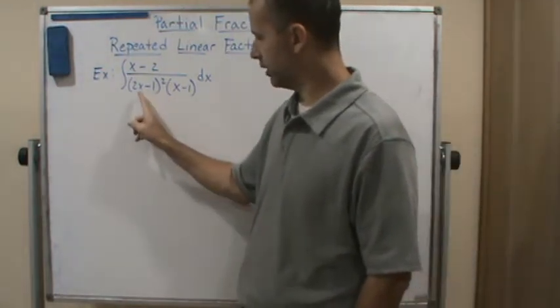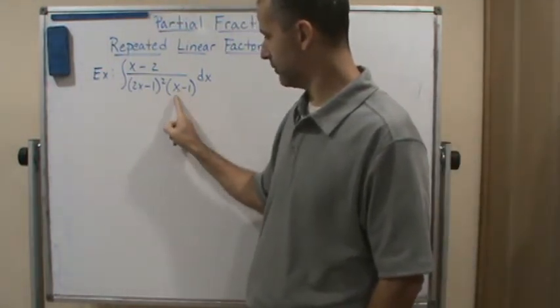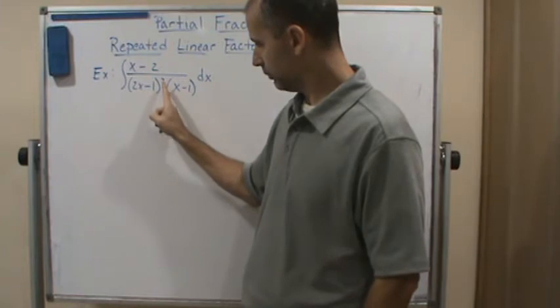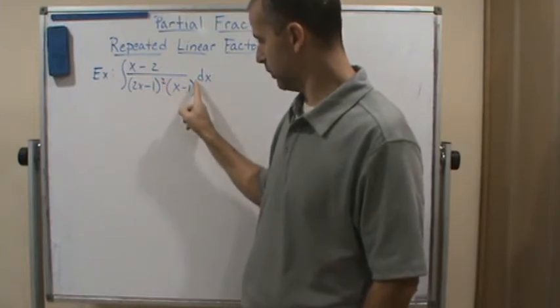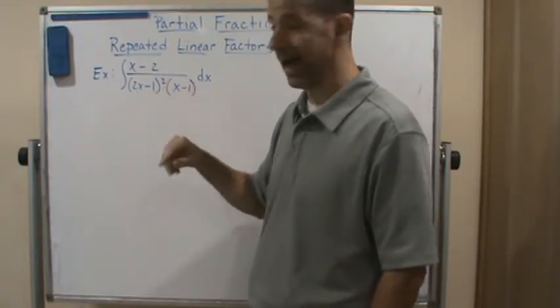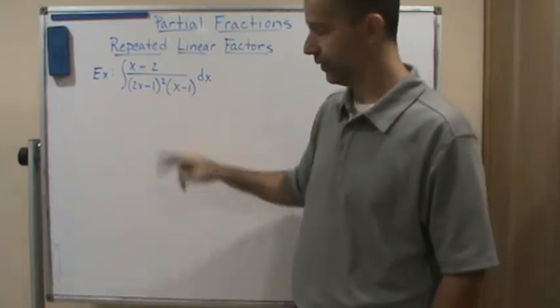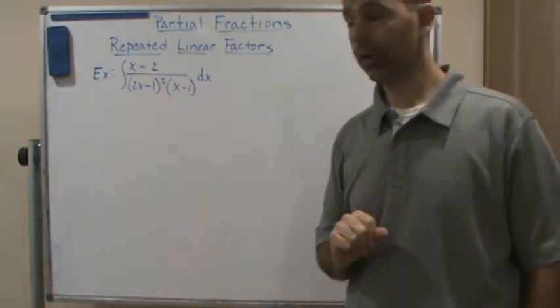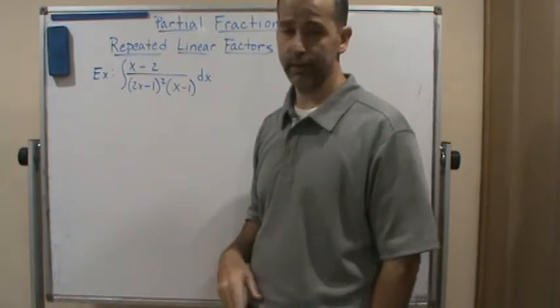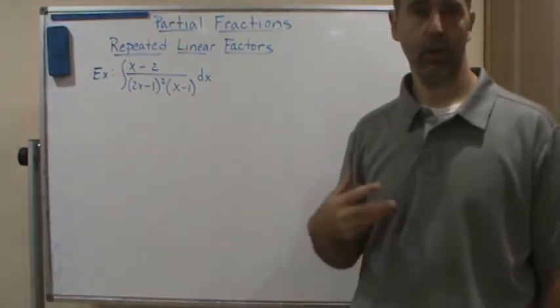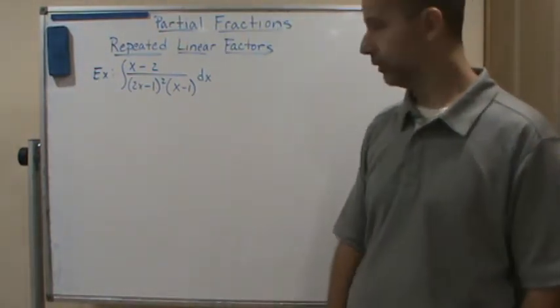So notice the degree of the bottom is 3 because we've got this factor and we've got these. So this is an exponent of 1, this is an exponent of 3. So the maximum exponent on the x variable is going to be 3. So the degree of the bottom is 3, the degree of the top is 1. And so we're fine. So we don't have to do any long division there.